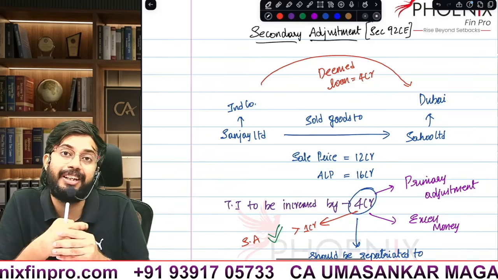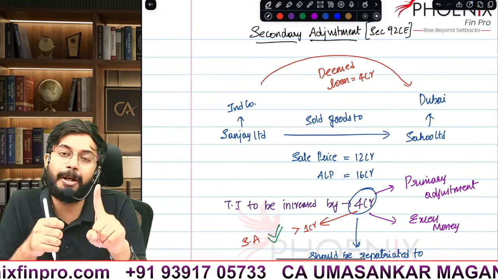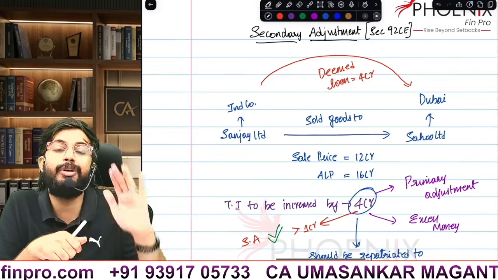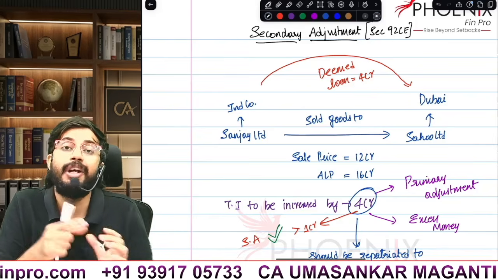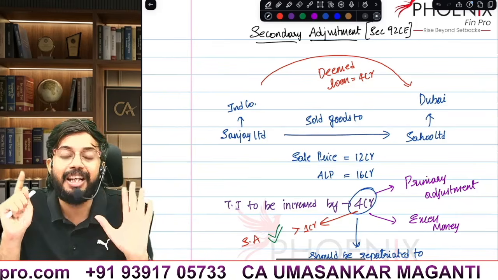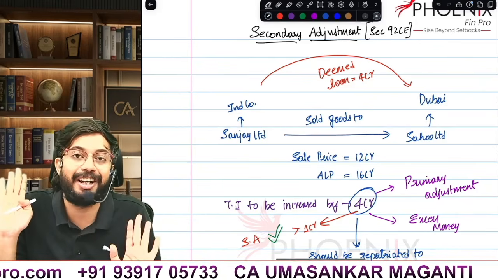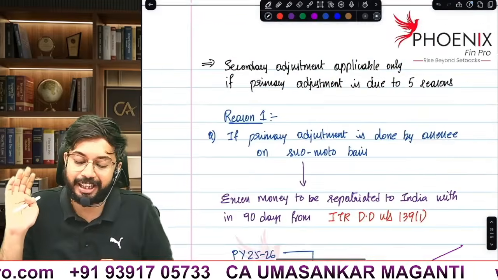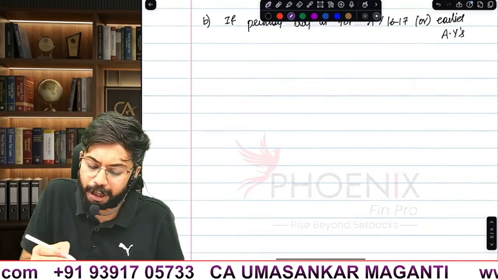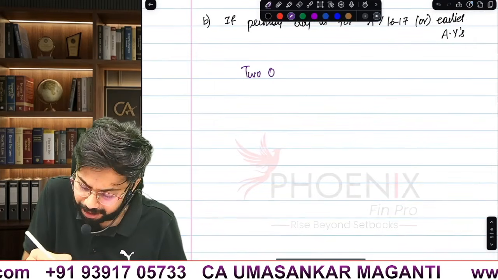There is a solution. There is a second option. First option, you repatriate 4 crores to India. Second option, if you do not repatriate 4 crores to India, you have to pay additional income tax. If you pay additional income tax, they will not do secondary adjustment. Are you able to understand? Now, how much is additional income tax? That we will see. So basically, how many options are there? Two options are there.